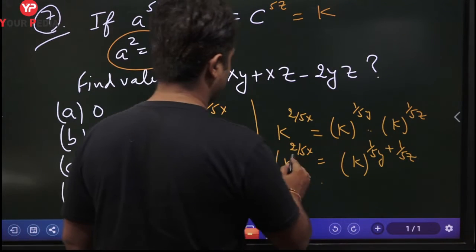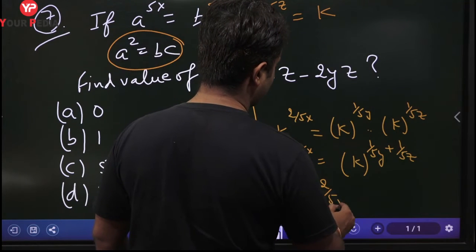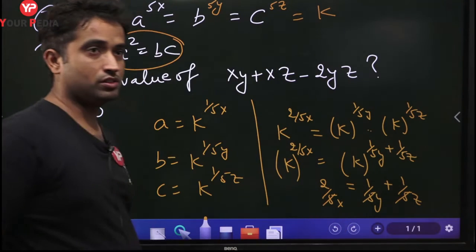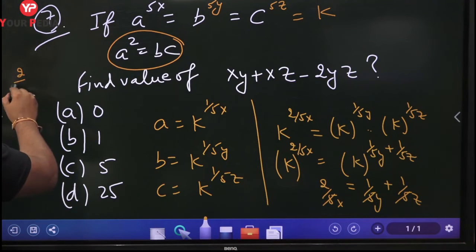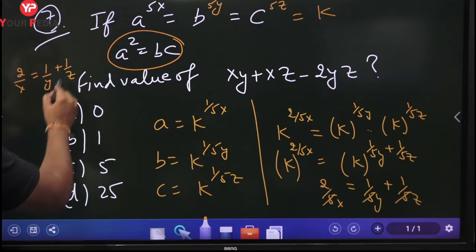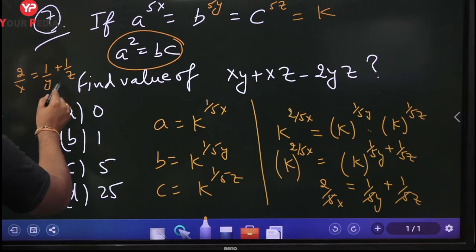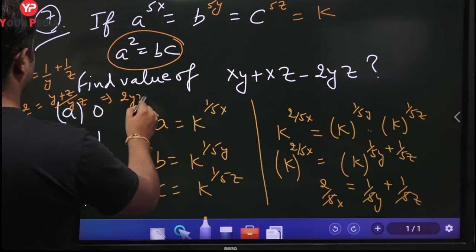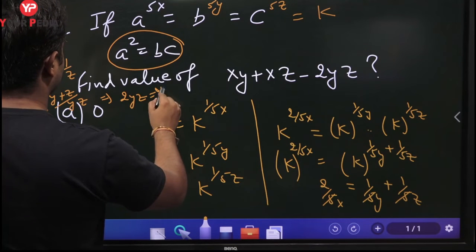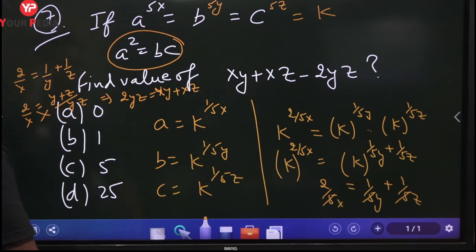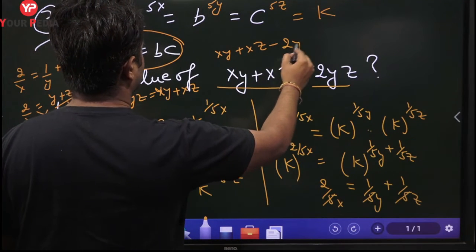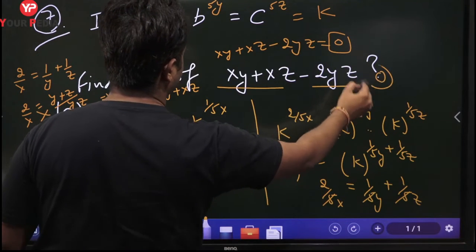Just compare the bases, k is same, k is same, so there will be 2 by 5x is equal to 1 by 5y plus 1 by 5z. 5, 5, 5 will get cancelled out in the denominator. So you will be having 2 by x is equal to 1 by y plus 1 by z. So 2 by x is equal to y plus z upon yz when you take the LCM. Okay, so on cross multiplying, 2yz is equal to xy plus xz. Xy plus xz minus 2yz is equal to 0. So what will be its value?